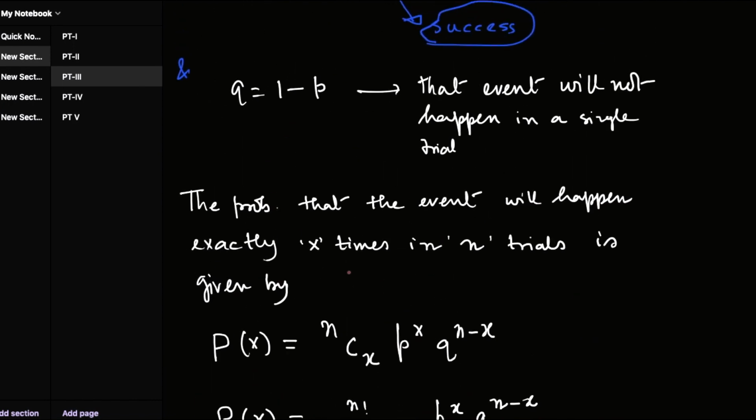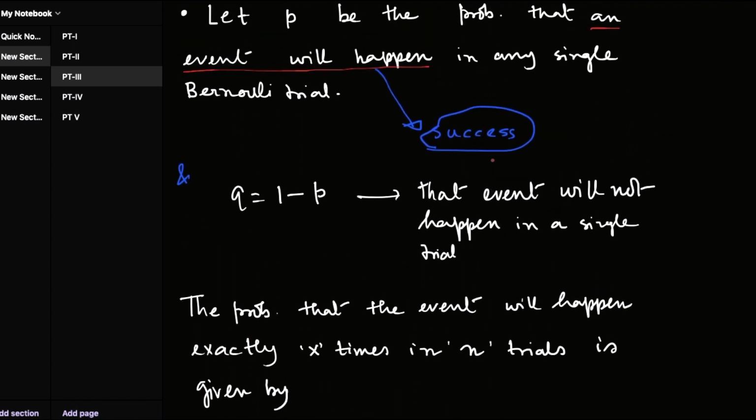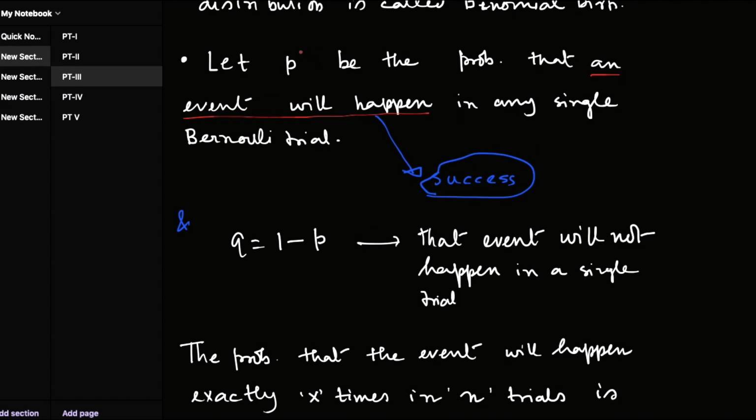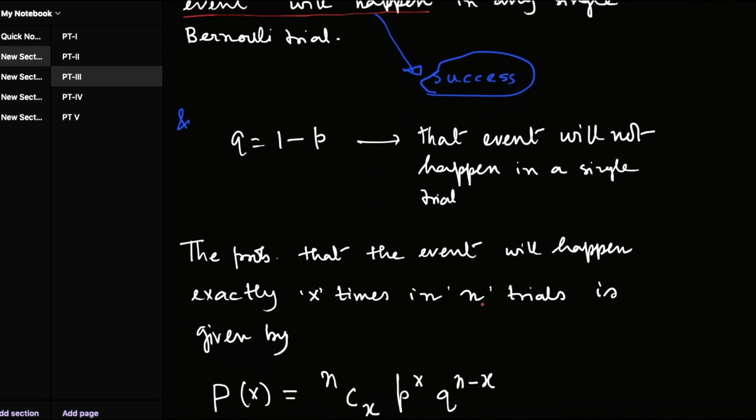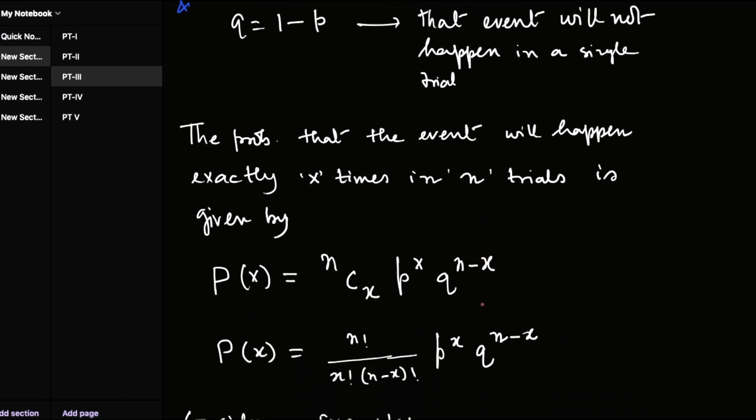is the probability that the event will not happen in a single trial. That means P is the probability of success and Q is the probability of failure. What is the probability that the event will happen exactly x times? What is my question?